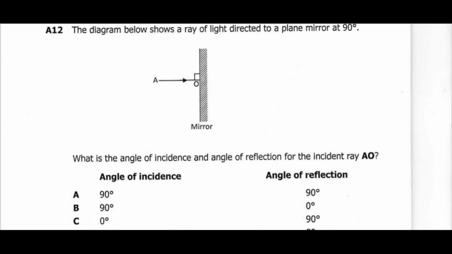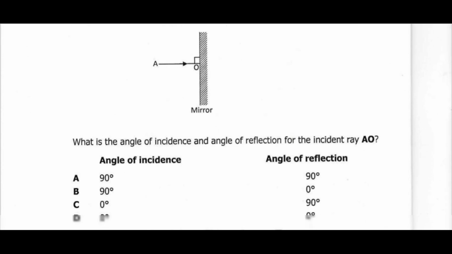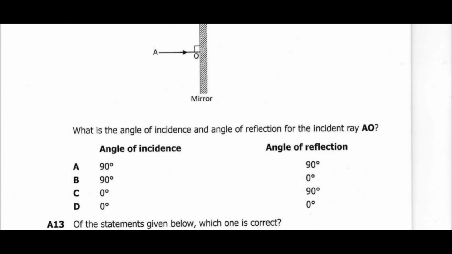Okay, we move on to question 12. The diagram below shows a ray of light directed to a plane mirror at 90 degrees. Okay, then the question is, what is the angle of incidence and the angle of reflection for the incident ray AO? Okay, so now let's see if we can redraw.